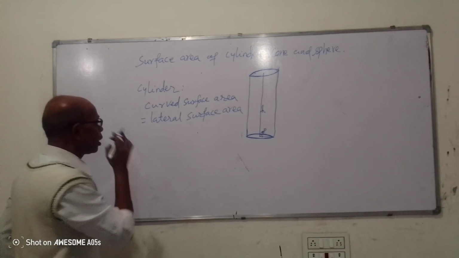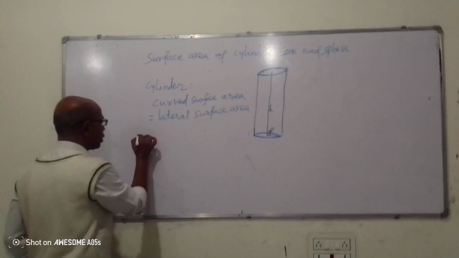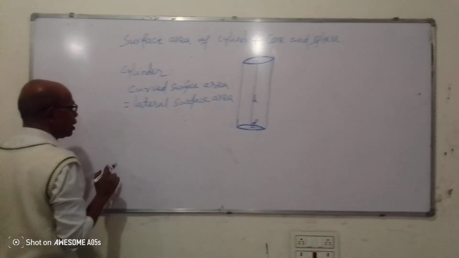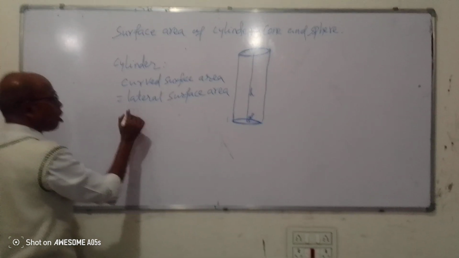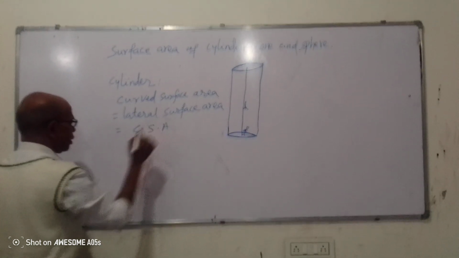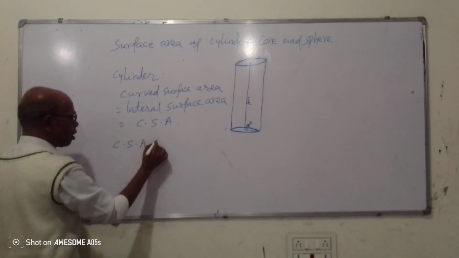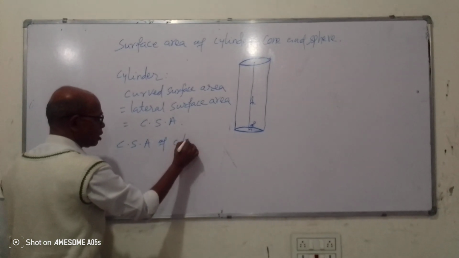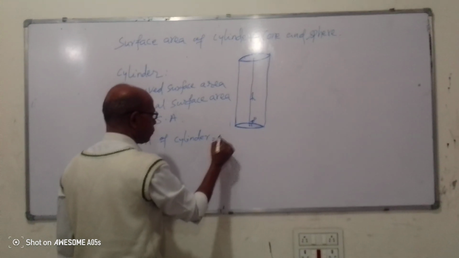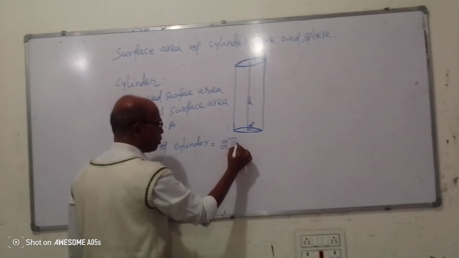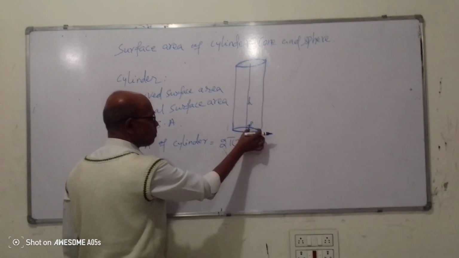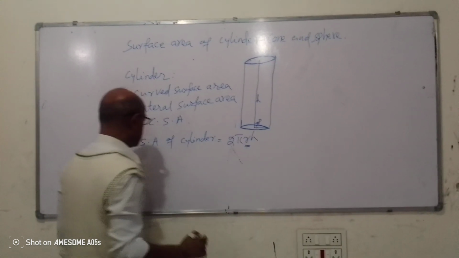Okay? And in the whole surface area, we also count the base areas. Now first we will find the curved surface area, which is shortly written as CSA. Curved surface area of cylinder, the formula is 2 pi r h, where r is the radius of the base and h is the height of the cylinder.